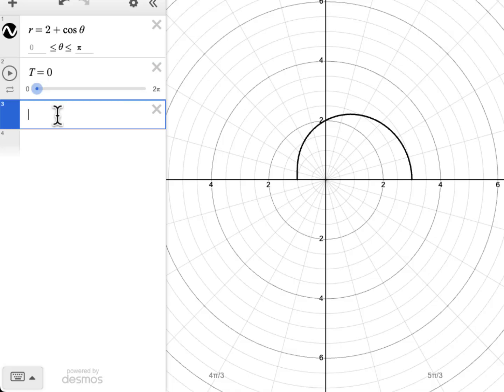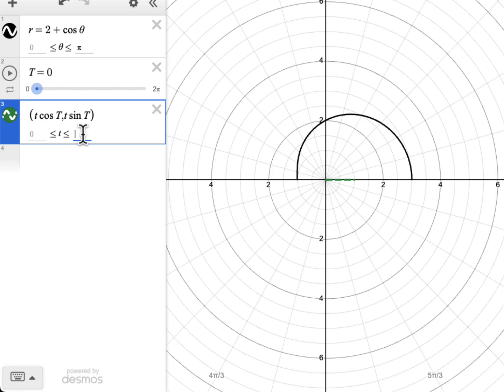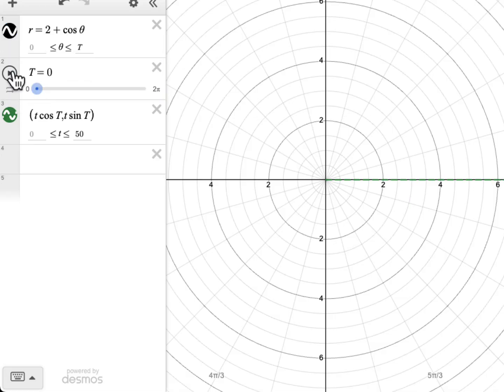Now to show the rotating angle, I'm going to make a green ray. To do that, make a point where the first coordinate is lowercase t cosine of capital T, and the y-coordinate is lowercase t times sine of capital T. I'll keep the ray green, make it dashed, and then little t varies from 0 to 50. And then I'm going to put as an upper limit on theta this capital T, which will be my slider. For the slider, this allows us to see the rotating angle and to see how r is changing as a function of theta. And in this case, r was always positive, so the polar curve is always being drawn in the same direction as the angle.